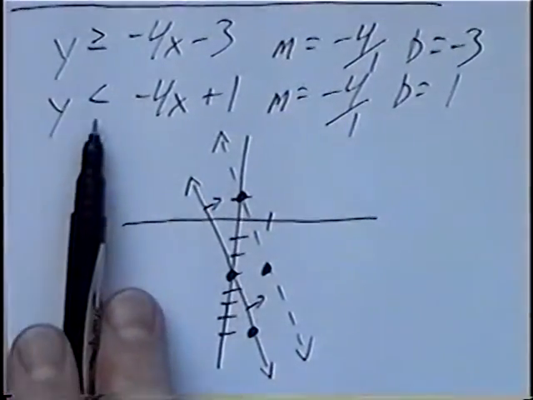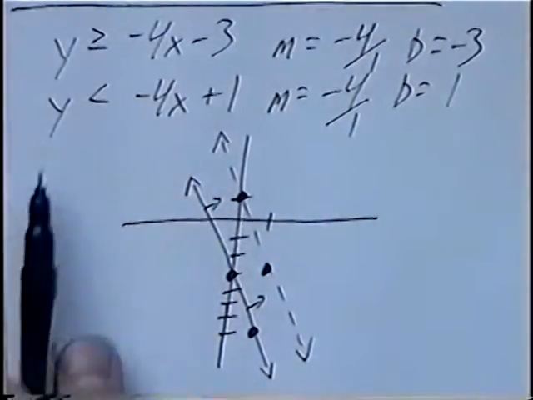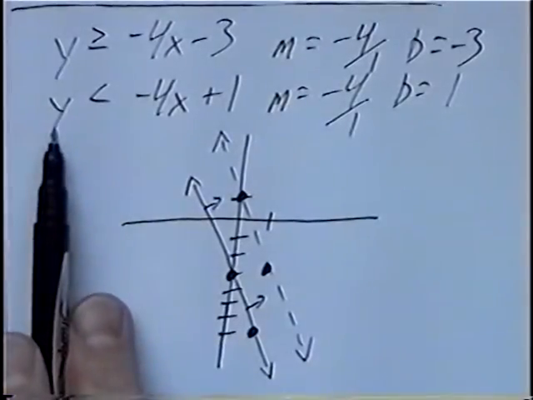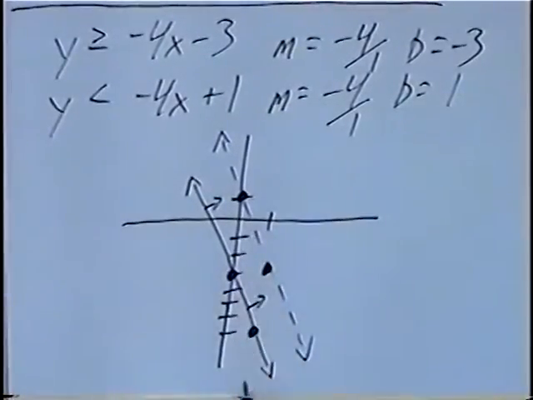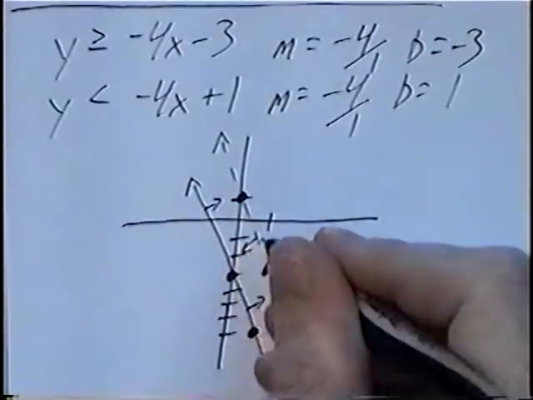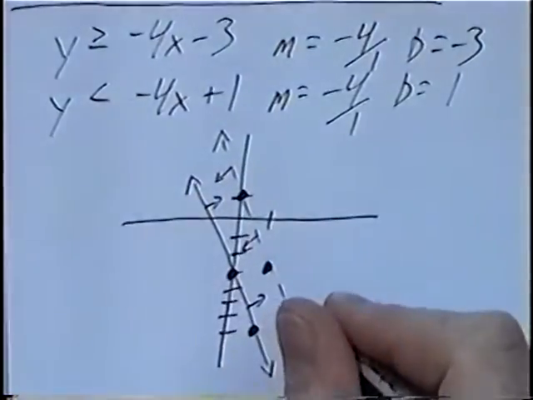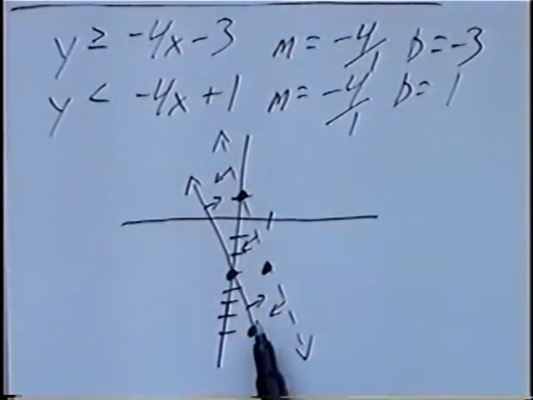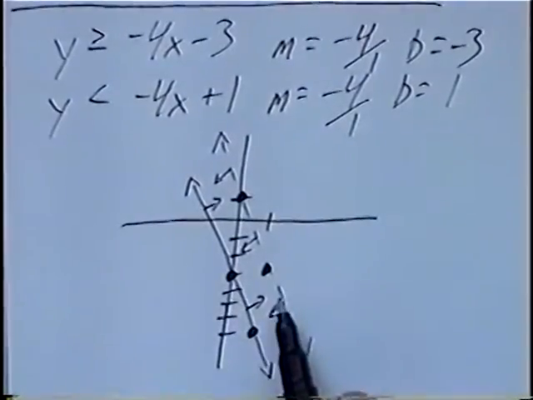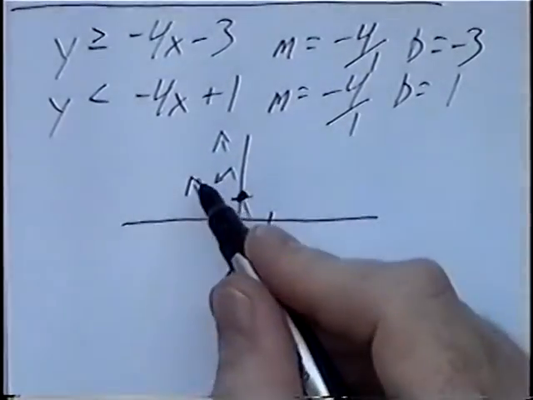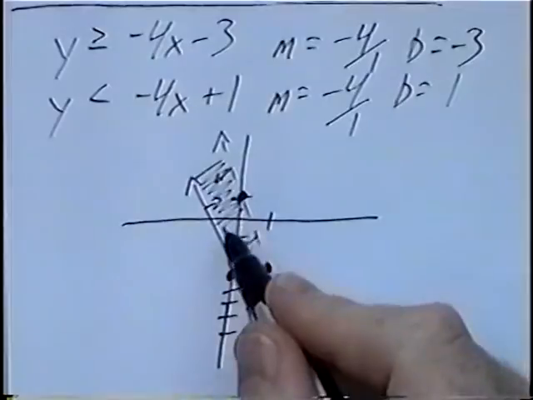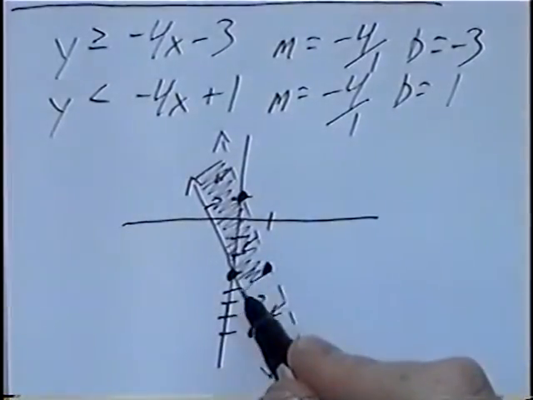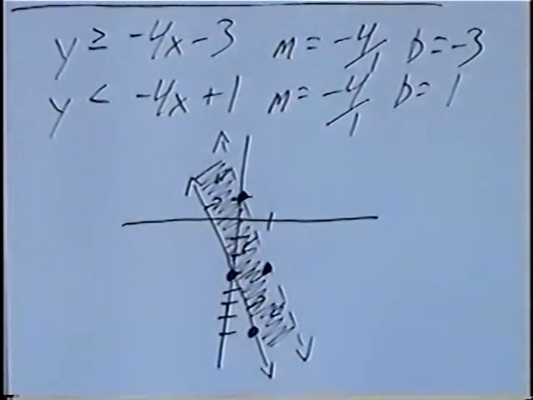And the inequality is y is less than negative 4x plus 1. Less than means we'll have these smaller y values, or everything underneath this line, or everything to the left of the line. Since we want everything bigger than the first line and smaller than the second line, the common area is everything that's in between the two lines. And that would be the graph for the inequalities.